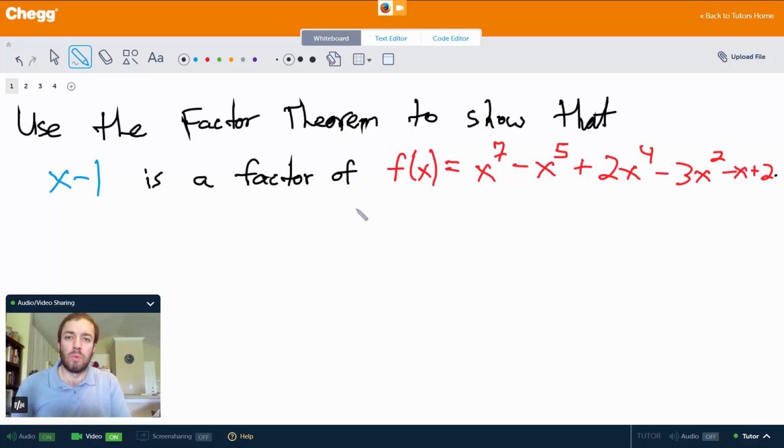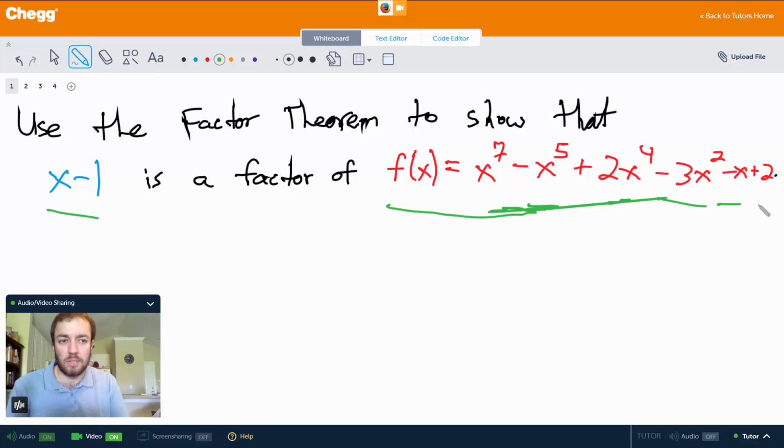And in this video we're going to do an example with the factor theorem. So here we want to use the factor theorem to show that x minus 1 is a factor of f of x equals x to the 7th minus x to the 5th plus 2x to the 4th minus 3x squared minus x plus 2.